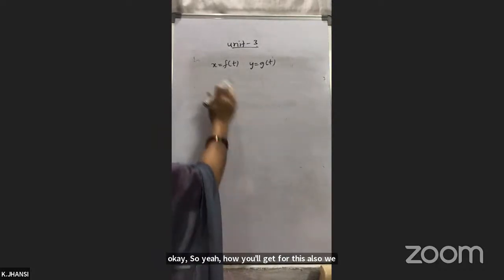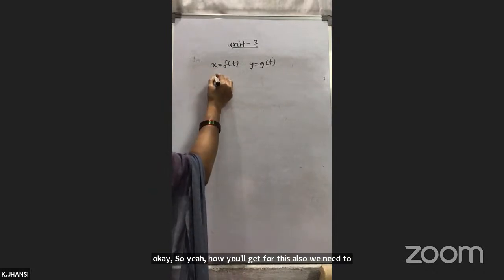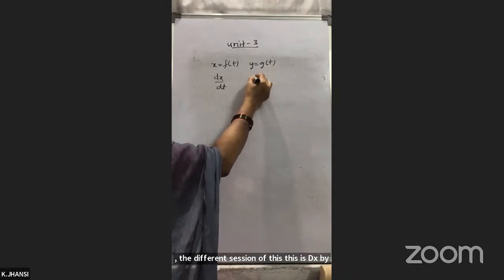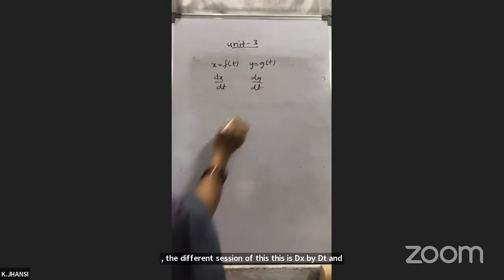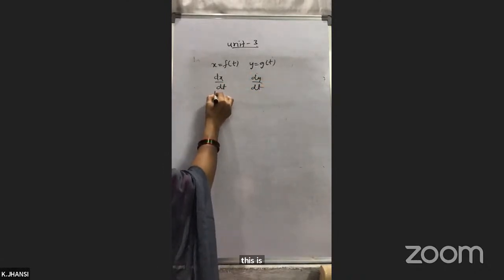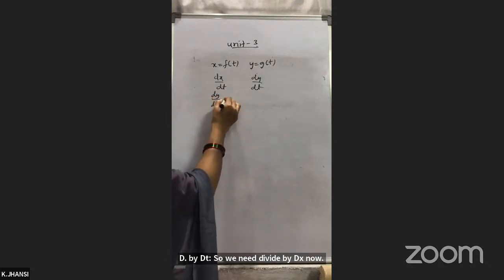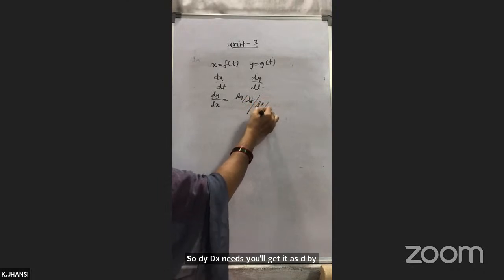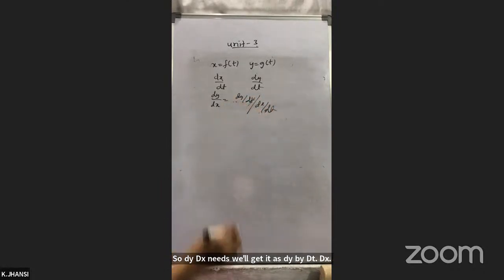So how will you get dy by dx? If you do the differentiation of this, it is dx by dt, and this is dy by dt. So we need dy by dx now. So dy by dx you will get as dy by dt divided by dx by dt. So this dt and dt both will get cancelled. It will be dy by dx.